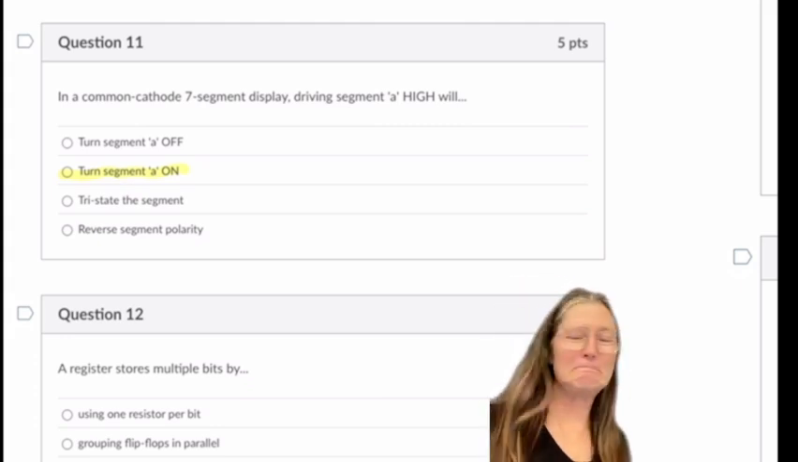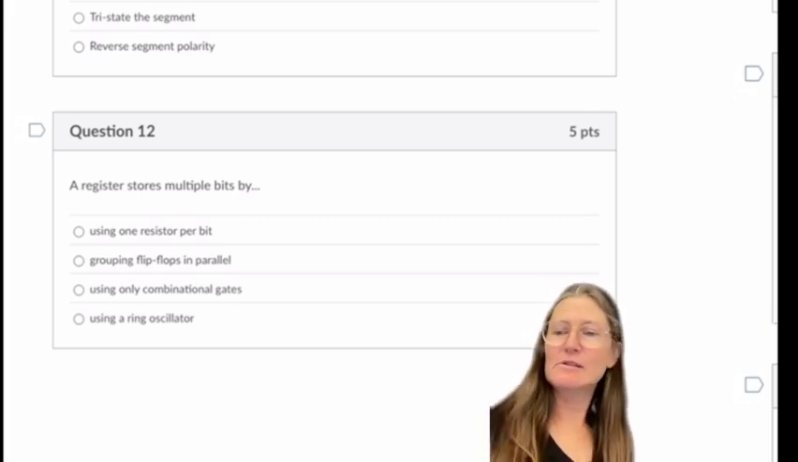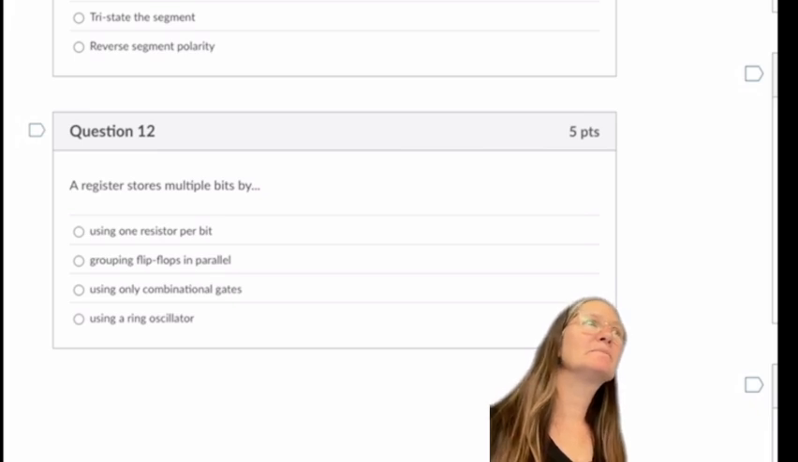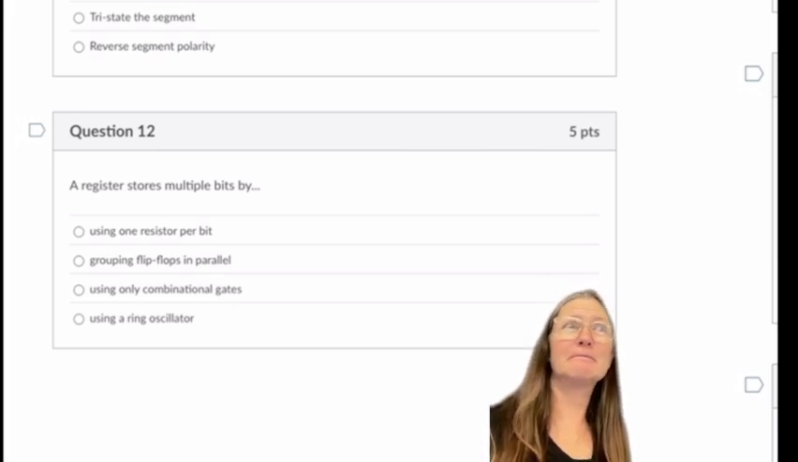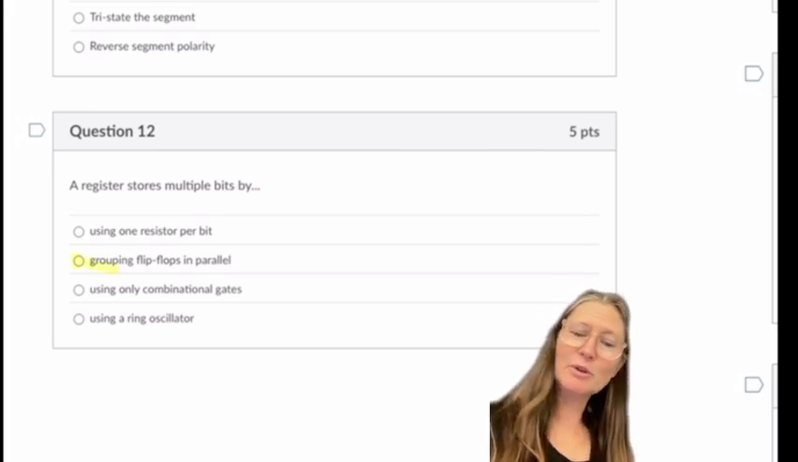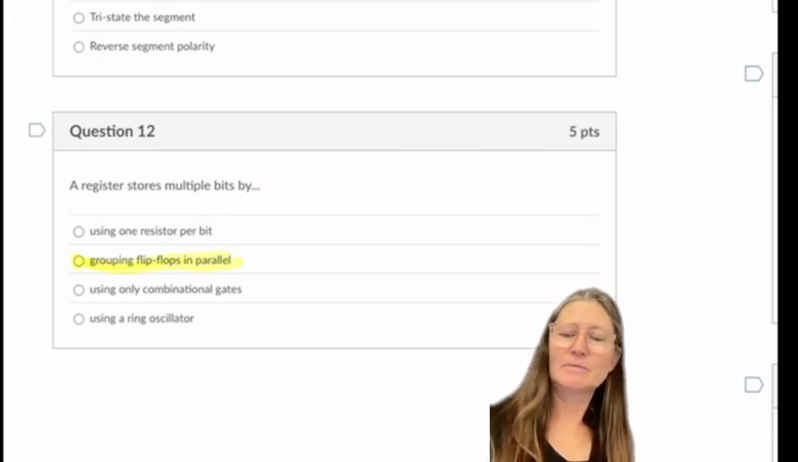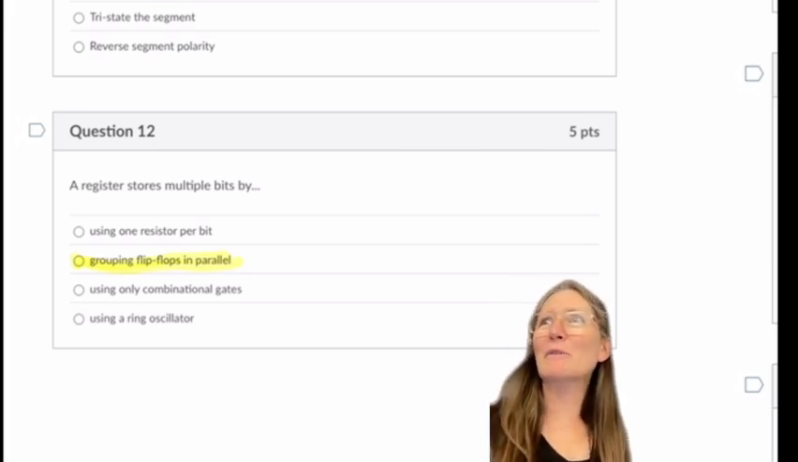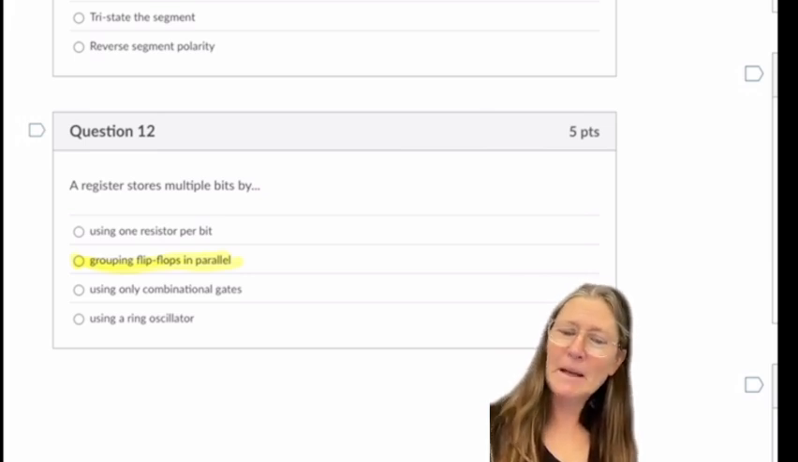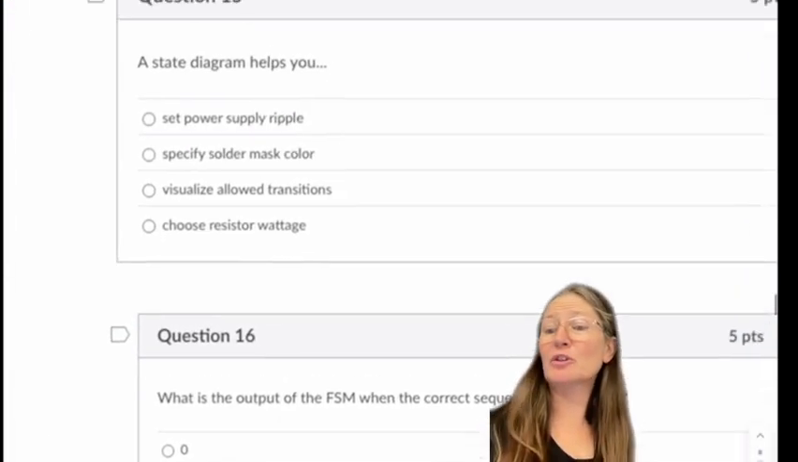I just mismarked that. A register stores multiple bits by, so that we made the shift register. How did we make it? Correct. We grouped flip-flops in parallel. Or we just grouped flip-flops together. Okay. So that's your takeaway from that. What kind of flip-flop? D flip-flop. Is particularly the one we did.